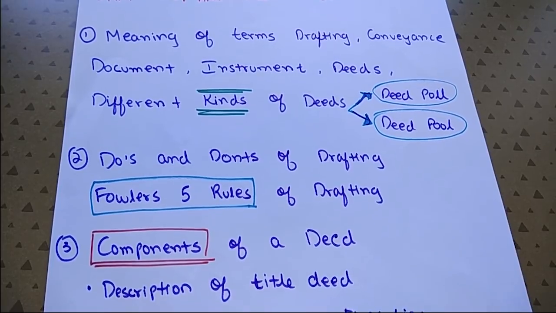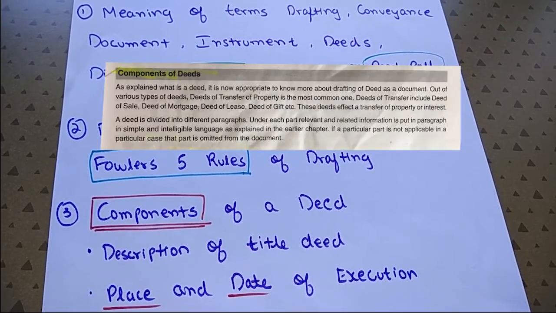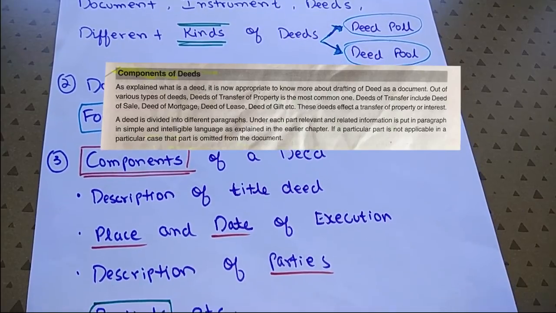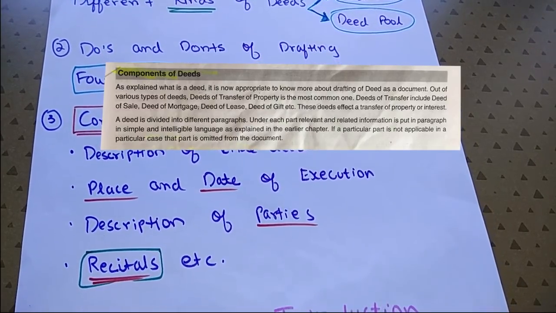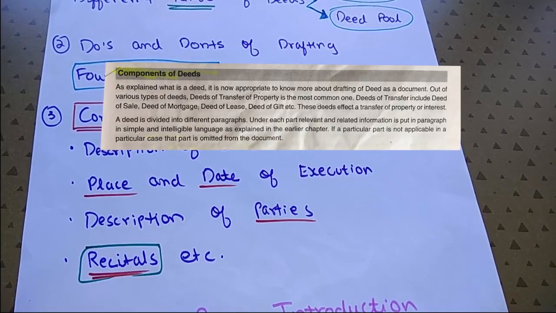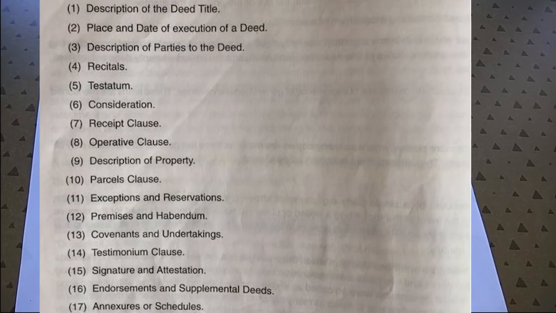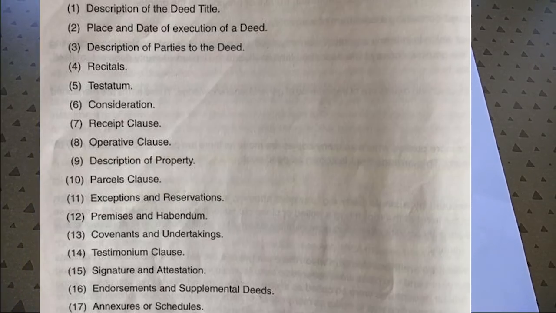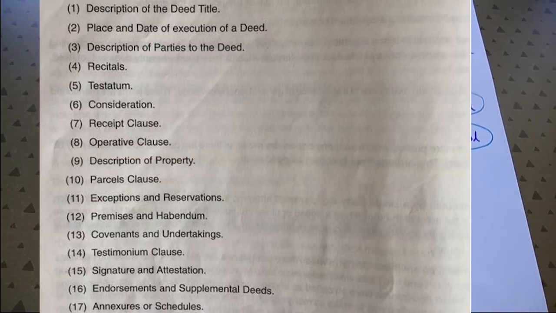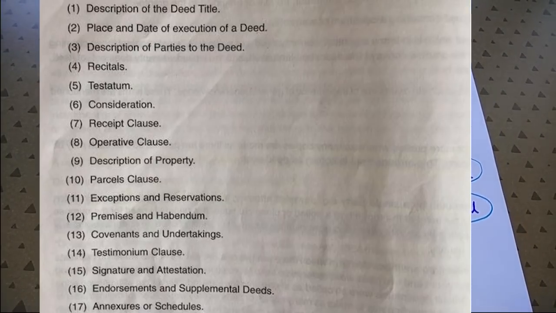Third, the most important part in this chapter is the various components of a deed given on page 15 of the textbook, like description of the title deed, place and date, description of parties, recitals, etc. Like this, there are 17 points. So, understand each point thoroughly, because in the next and further chapters, when you come across drafts of various deeds, the first thing you need to do is locate each of the above 17 points and mark it in pencil. So basically, for every draft of a deed, you need to make sure the above 17 points, that is the components of a deed, are covered and located at the right place, and that's it.